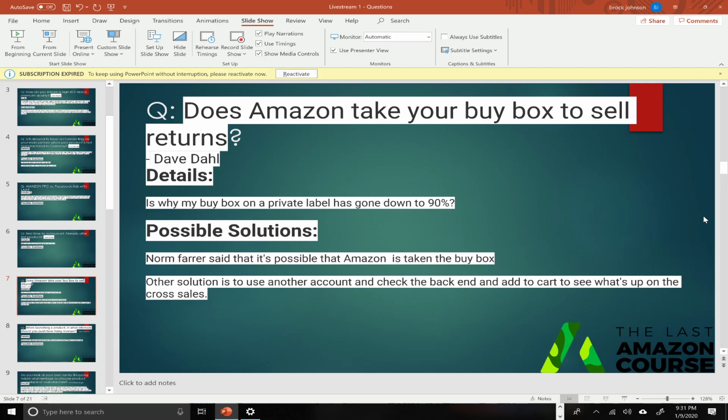Norm Farrer said it is possible that Amazon is taking the buy box. Another solution would be to use another account, check the backend, and add to cart to see what's up on cross sales. From my understanding, what Dave's talking about is Amazon Warehouse Deals. When you have your product and there are returns, inevitably it'll end up used on Warehouse Deals. I don't know if Amazon actually does take the buy box. I've never particularly seen that, unless it's at an extremely low price.